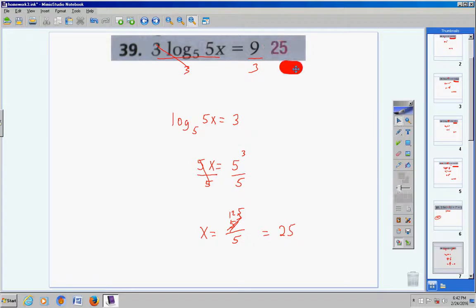Now, check that in the argument right here. So we'll put a 25 right here. 5 times 25 is 125. That is a positive 125. So my argument's okay. It is positive. So the answer is correct.